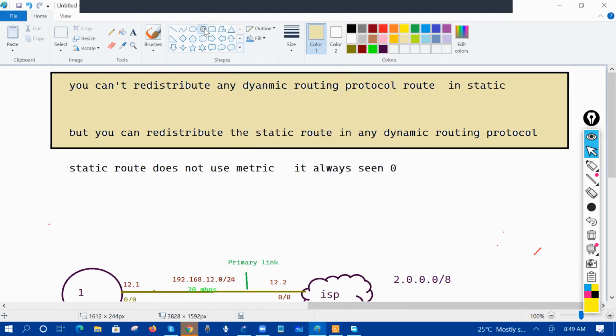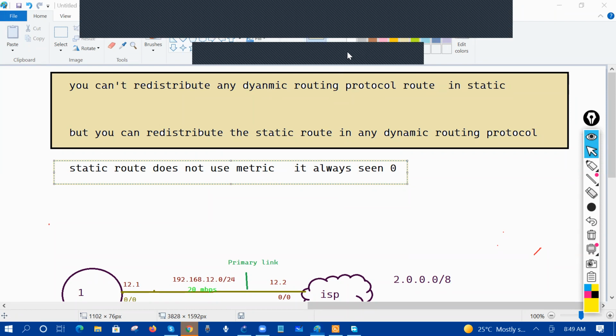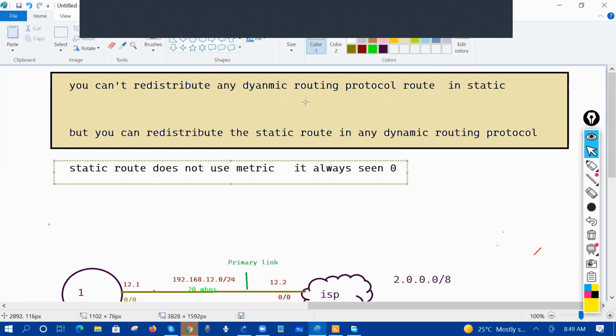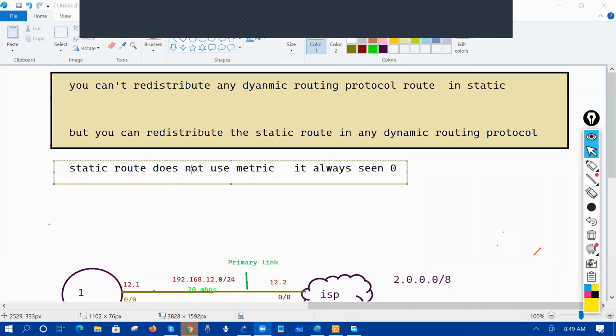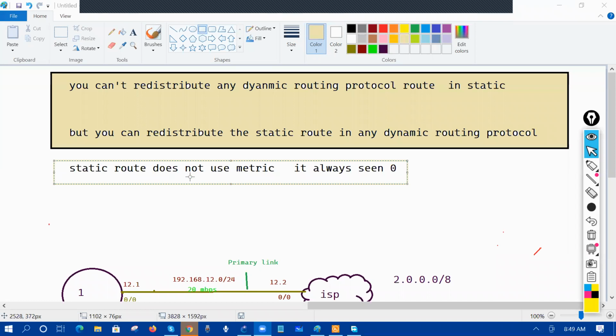Which one? This one you're talking about? Which one you're talking about? Tell me. The top one or the bottom one? No, perfect.